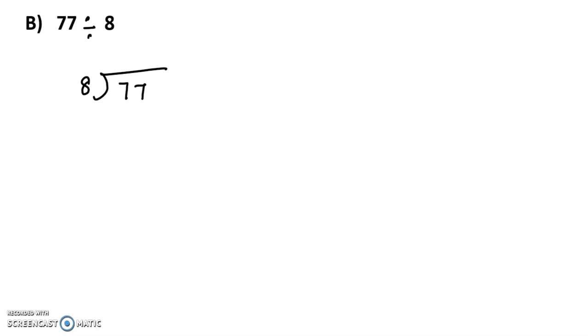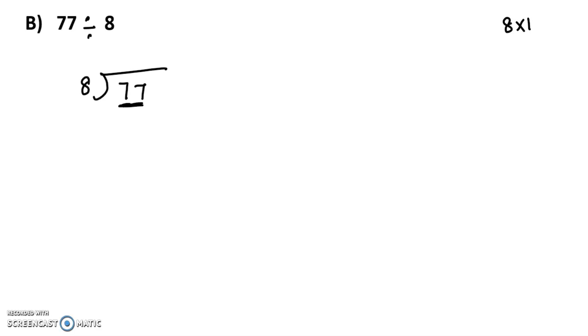Next one, same, we are going to divide and then check the answer. 77 divided by 8. So 77 is the dividend, 8 is the divisor. So listen children, here 7 is less than 8. So we have to take 77 and then check.